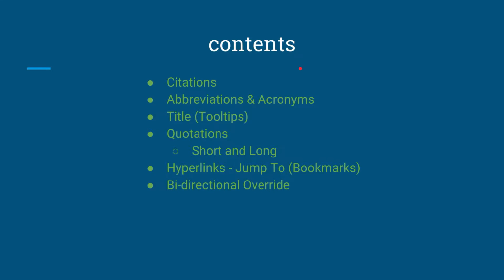In this video, we're going to get into citations, how to cite your sources, how to use abbreviations and acronyms in your text, and then how to use a title attribute to describe what that is, as well as both long and short quotations, hyperlinks to jump so that if your user clicks on something on your page, it can jump them to another part of your page, and finally, bi-directional override.